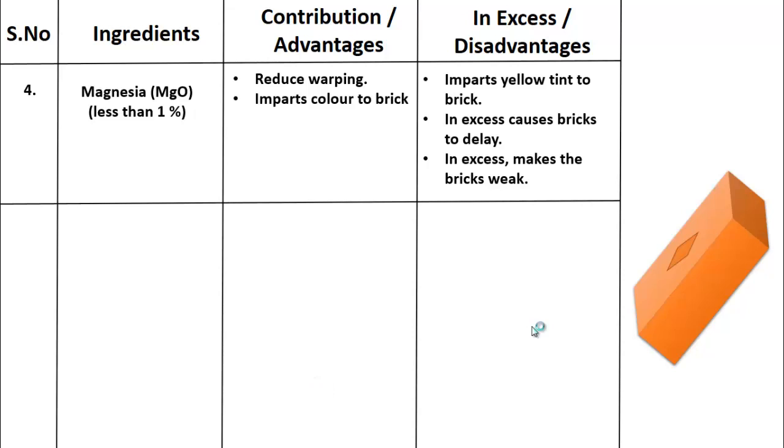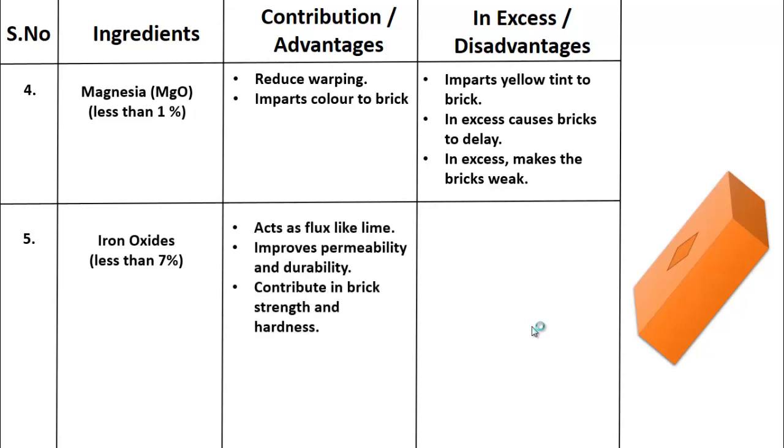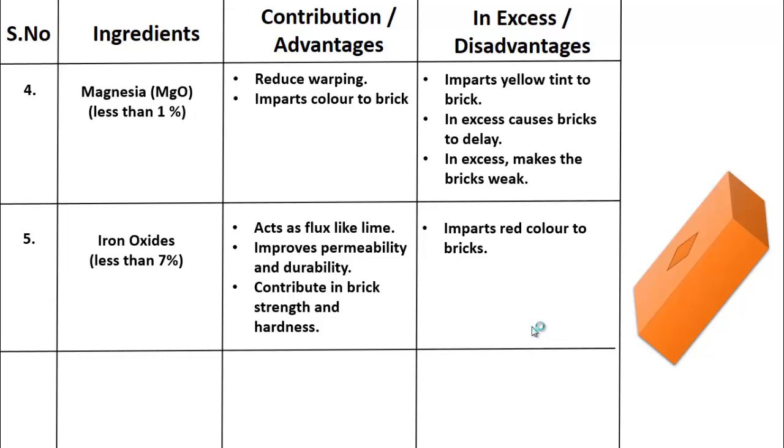The last component of the bricks is iron oxide. Its composition is less than 7%. It acts as a flux like lime and helps in chemical reaction. It improves permeability and durability of the bricks, and contributes to brick strength and hardness. It imparts red color to the bricks.